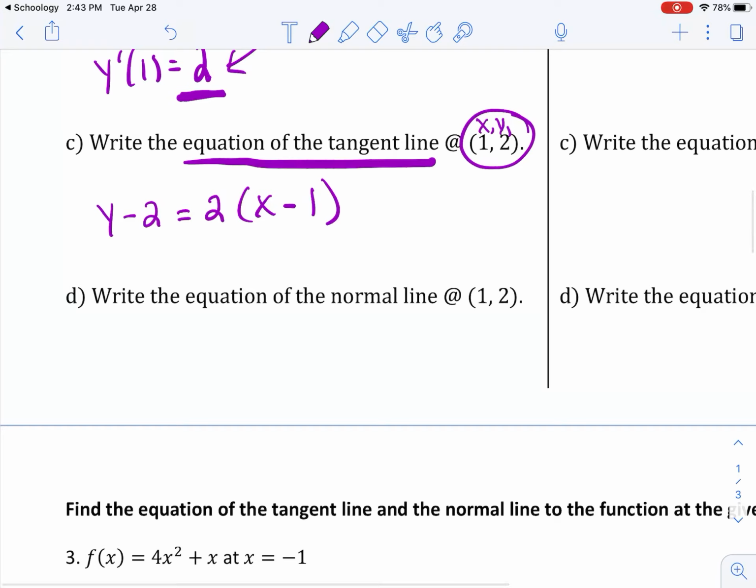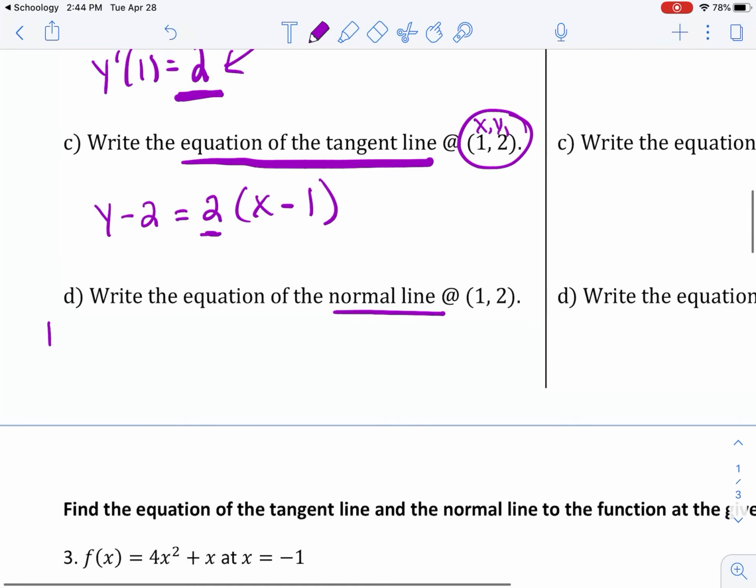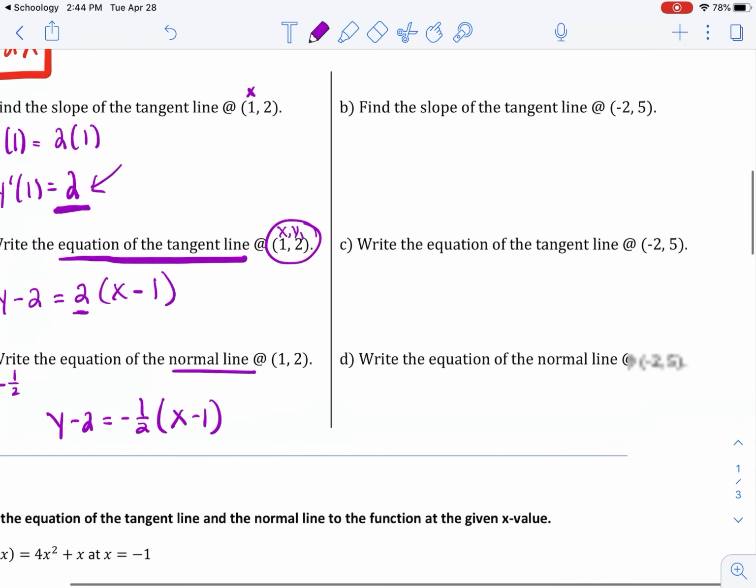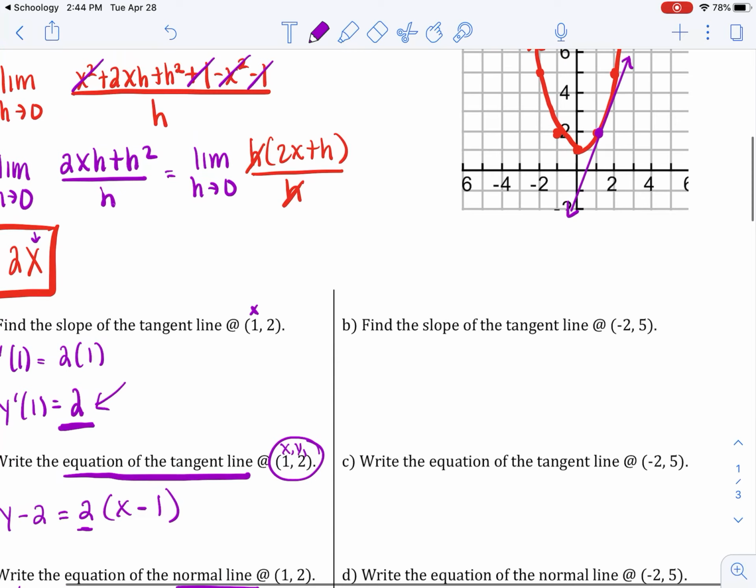Easy, right? Next, write the equation of the normal line, so a line perpendicular to this. So if this slope is 2, the perpendicular slope is the opposite reciprocal. So y minus 2 equals negative 1/2 times x minus 1. Super easy.